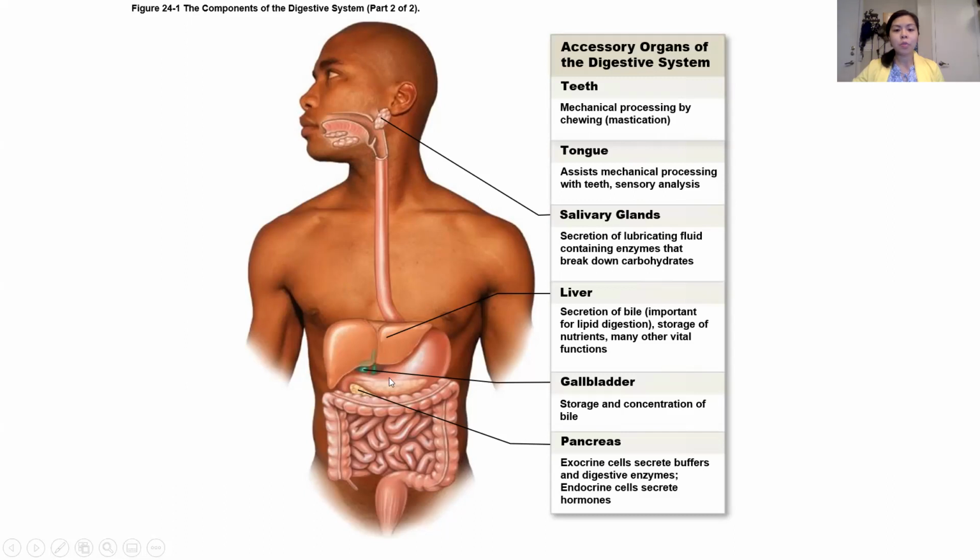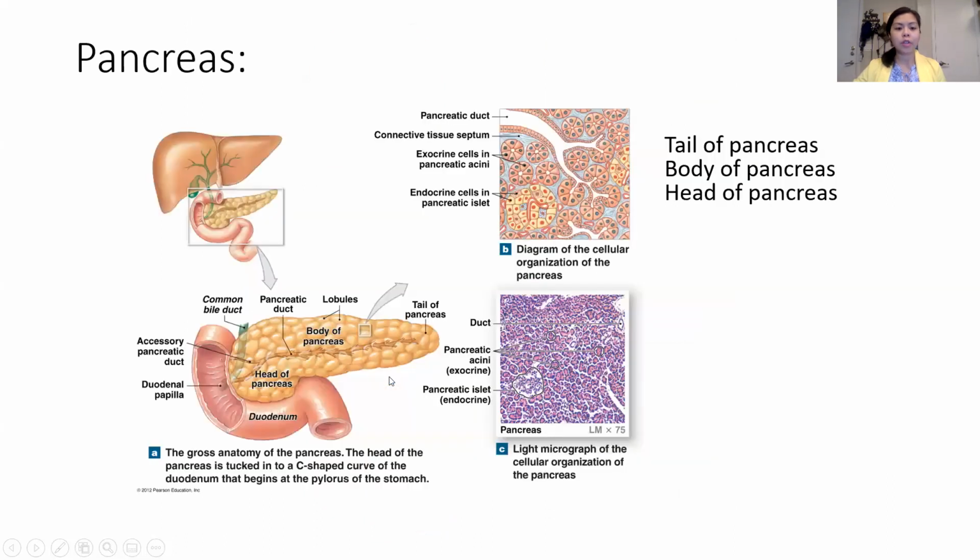and the pancreas. We'll start with the pancreas first. So 3 main sections you want to know about the pancreas: the head, body, and tail. The head is going to be the roundest part, which will always make contact with the duodenum, which again is the first part of the small intestine. Now the body is going to be the middle section, and the tail is going to be the pointy end, which always is on the leftmost side of the pancreas.